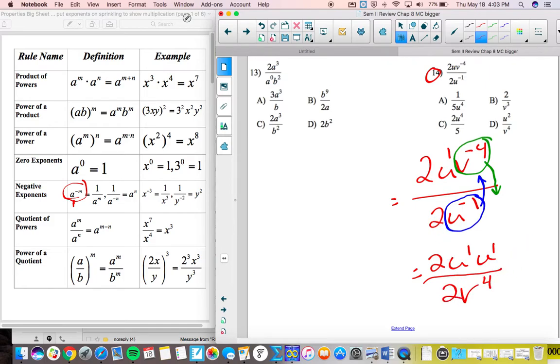Don't forget the 2 on the bottom there. So now let's try to simplify this from here. 2 divided by 2 is 1. We add the exponents here, so you get u to the 2 over v to the 4. We can't simplify that any further. That is the final answer.